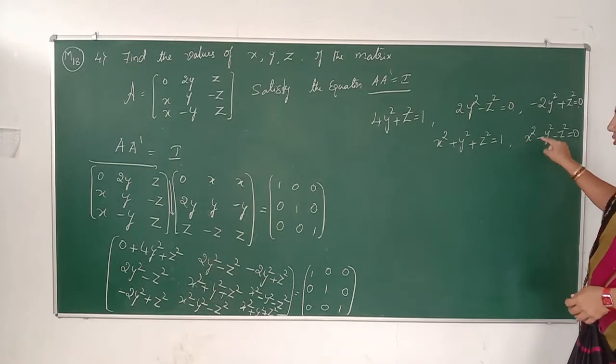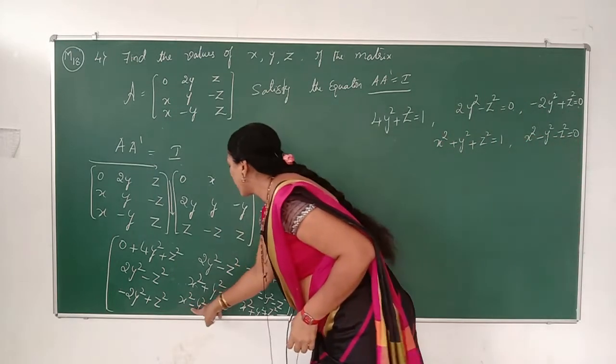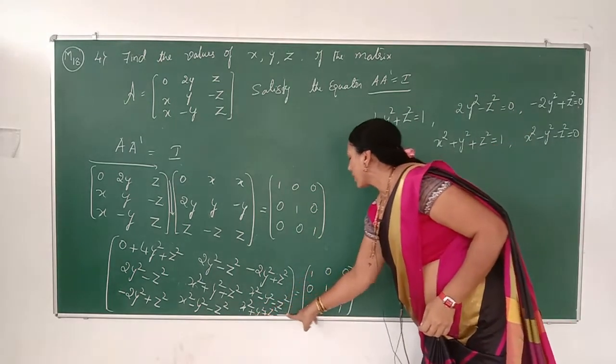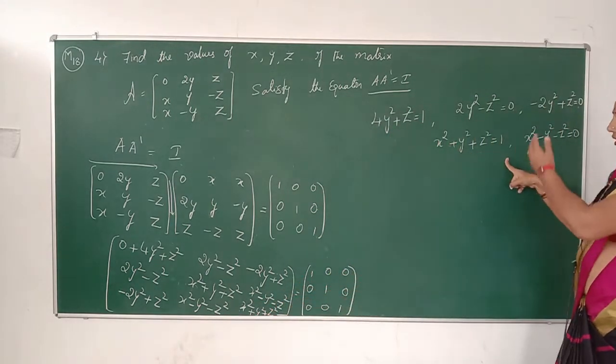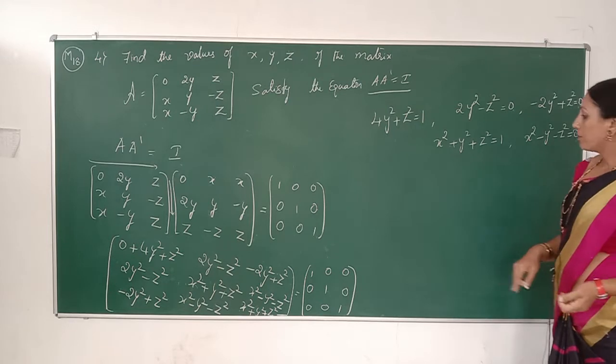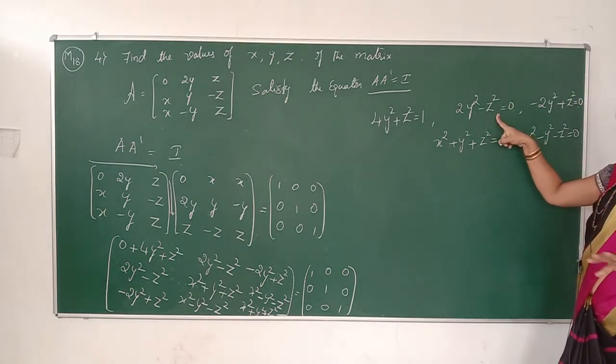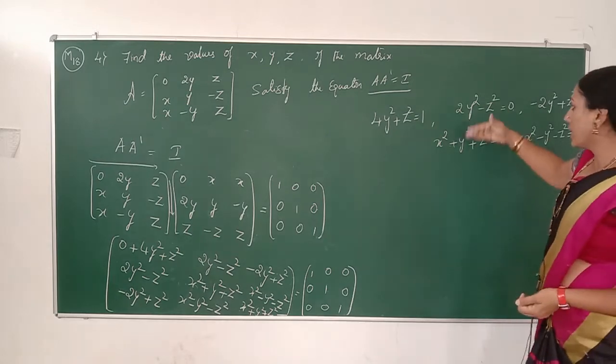Now the third one repeats here: x square minus y square minus z square is 0, and x square plus y square plus z square is equal to 1. These elements are again repeating with each other. Minus 2y square plus z square is 0, which is related to 2y square minus z square. So solving these equations.